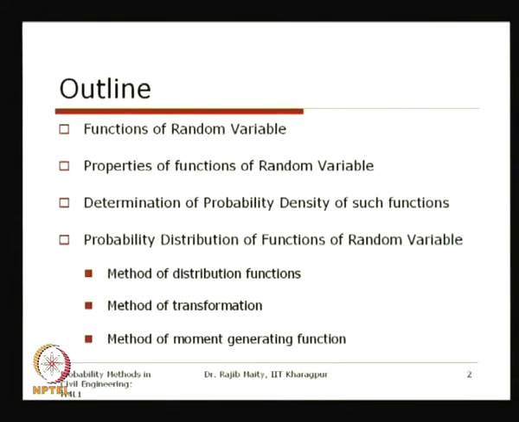We will go like this. First of all, we will discuss the functions of random variable. Basically, the functions should have some characteristics, some properties, before we can say that this is a function of the random variable, because the functions are also random variables. That condition should be satisfied. We will discuss that first, and then we will see the fundamental theorem, how we can determine the probability density function of such functions.